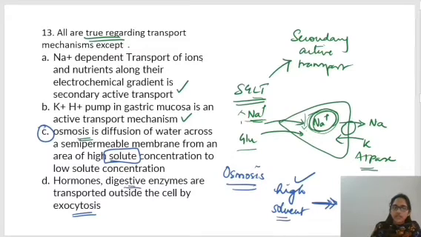Also digestive enzymes, they should be transported outside the cell by exocytosis. So this option is also right. So the answer for this question is option C.